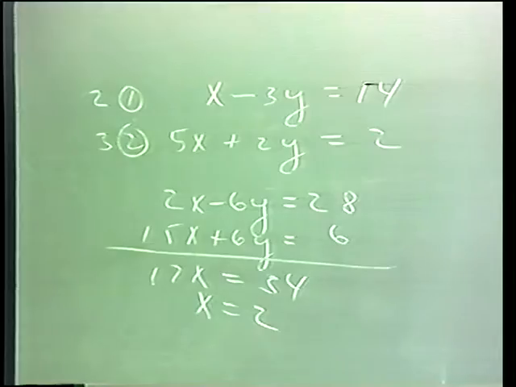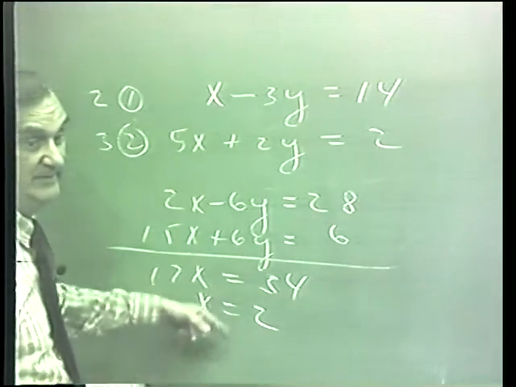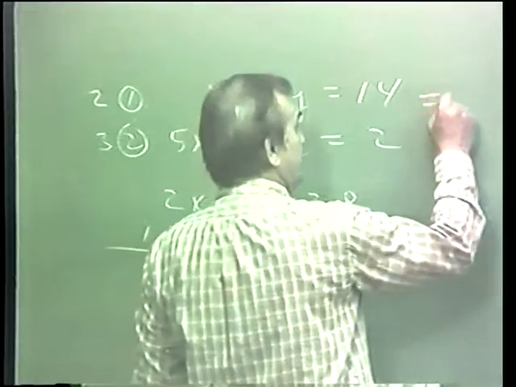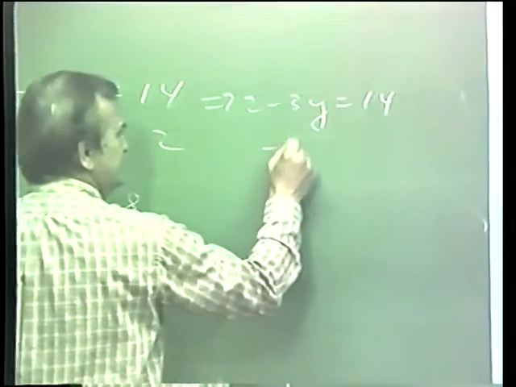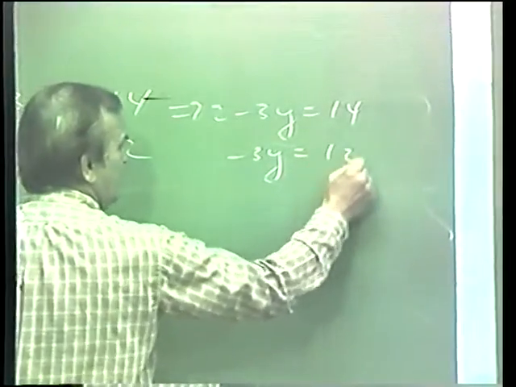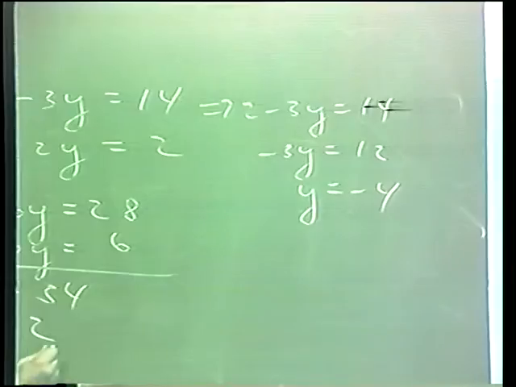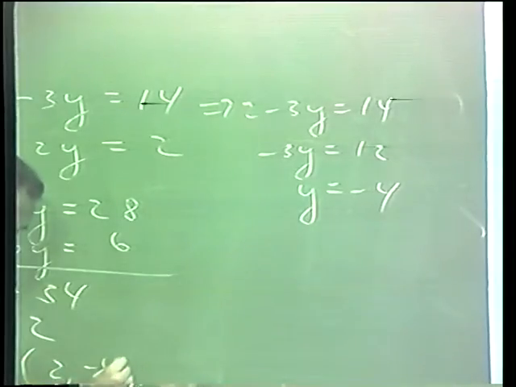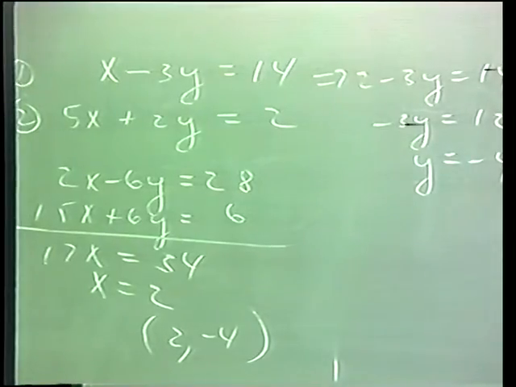So there we have x. We now have to find the corresponding value of y. We plug it right into equation 1. X is 2. So we come out with 2 minus 3y equal 14. That gives you negative 3y equals 12. Y would equal negative 4. Your ordered pair, therefore, is 2, negative 4. X is 2, y is negative 4.